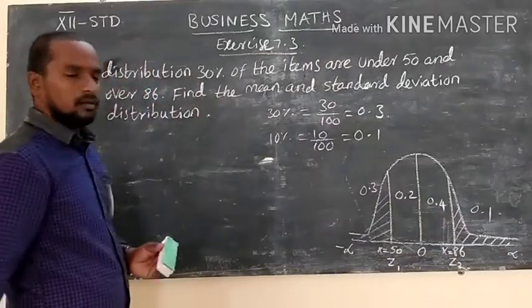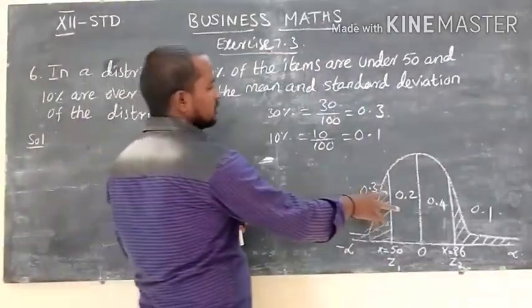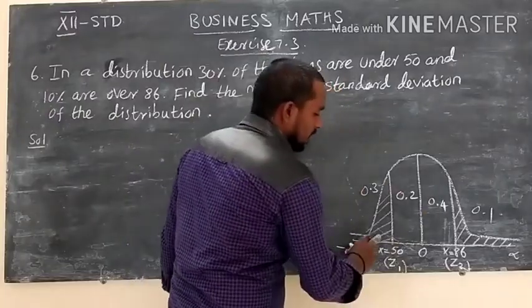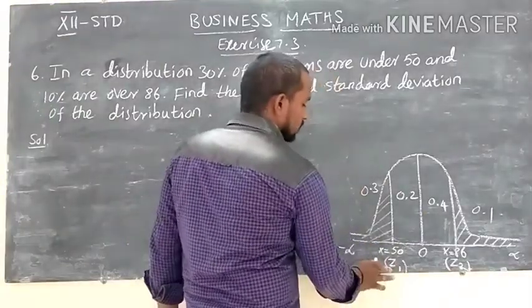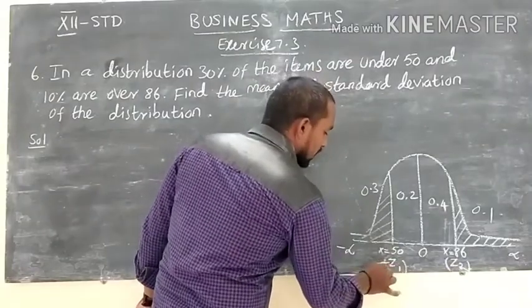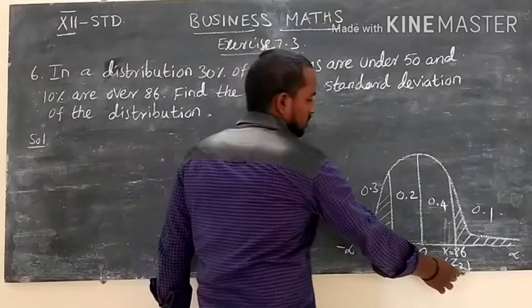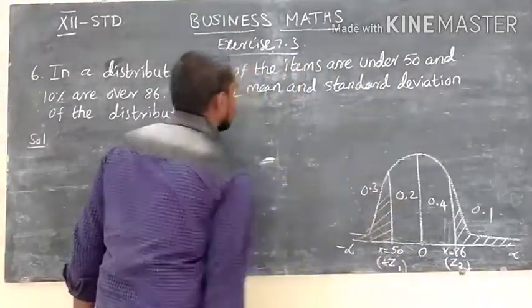Have you understood the diagram? This is very important for this question. This is Z1. It's under, so we make the sign minus. This is over, so Z2 is plus. Are you clear?